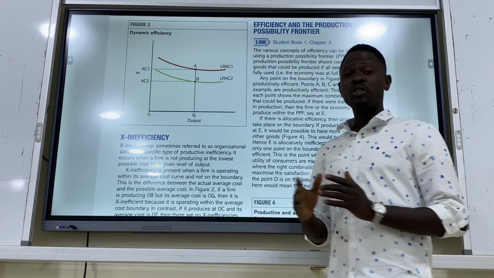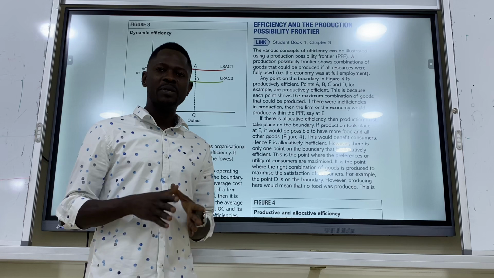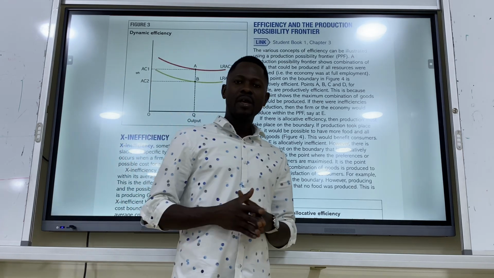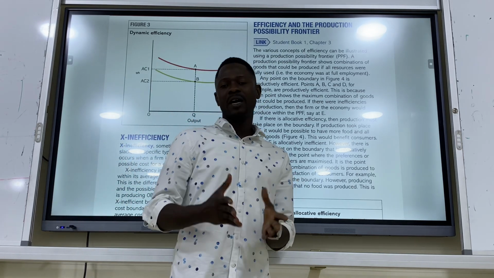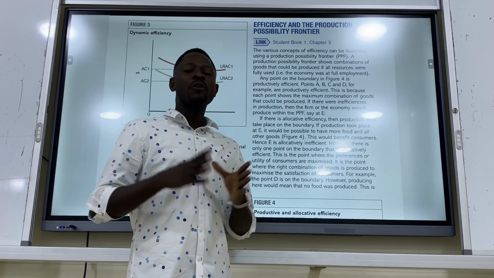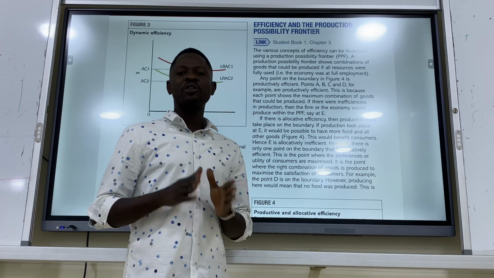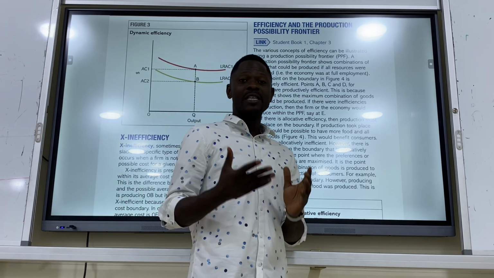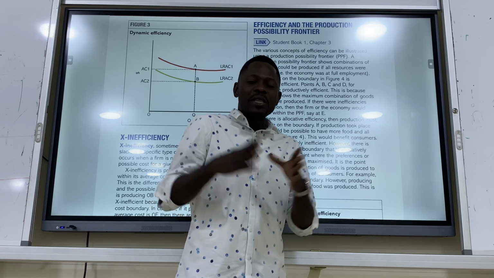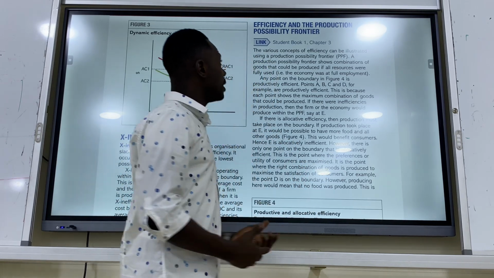So today we want to continue with efficiency and the relationship it has with the production possibility frontier, which is the PPF. And what is a PPF? A PPF is a graph that shows the combination of goods that can be produced within an economy if all resources are fully utilized. That is what it means. It means that if all resources are fully employed, the combination of goods that can be produced, that is what a PPF will show us. So we read it anyway.